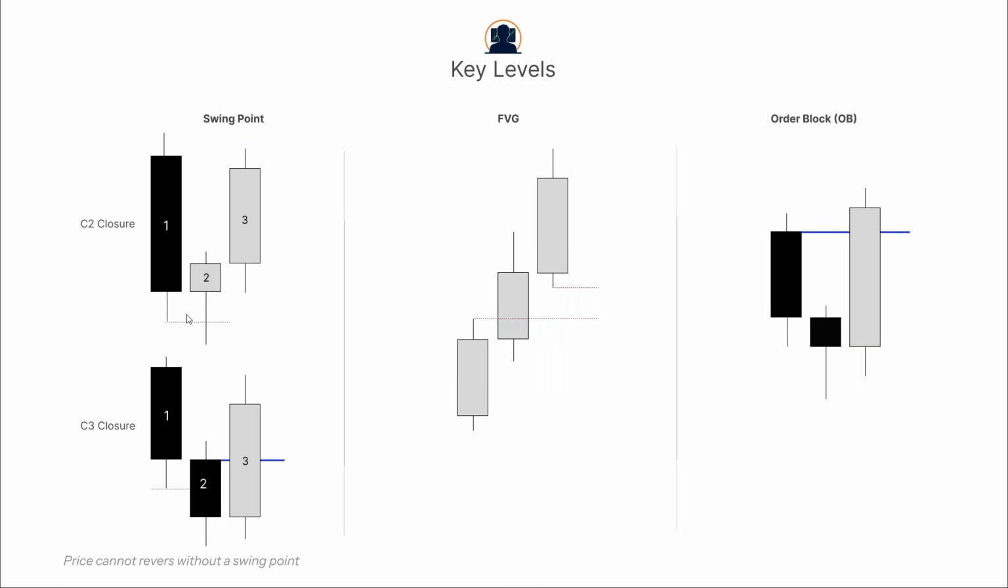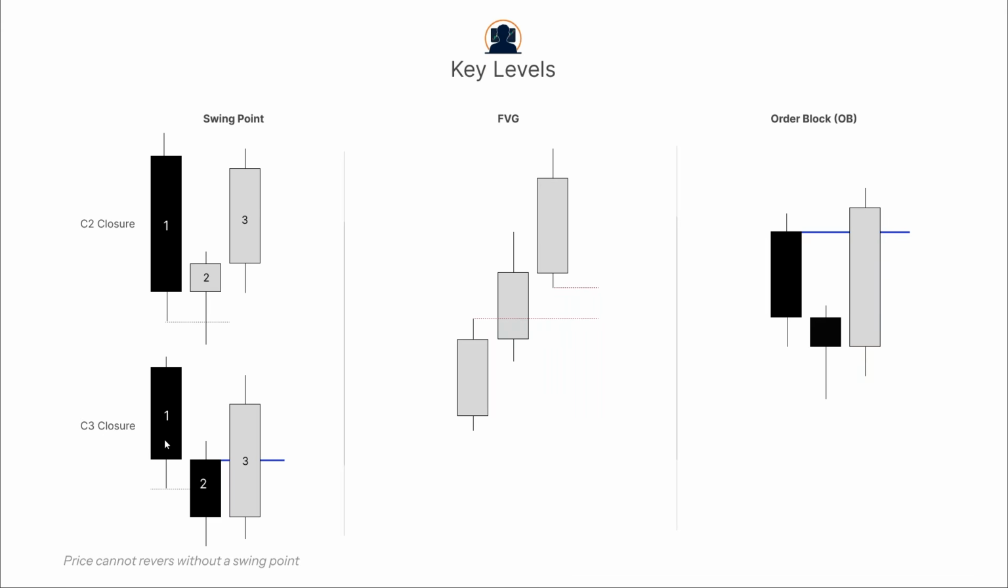There are two types of swing points: the C2 closure and the C3 closure. Now, what is the difference between these two? Starting with the C2 closure. This is when candle 1 prints and candle 2 fails to displace below the low of candle 1, closing back within its range. When this happens, it gives room for candle 3 to expand through the high of candle 2, potentially reaching the high of candle 1.